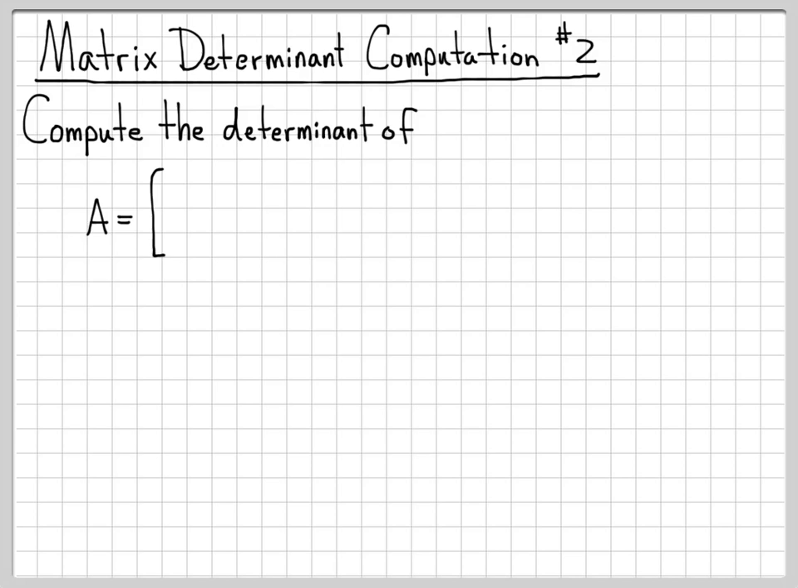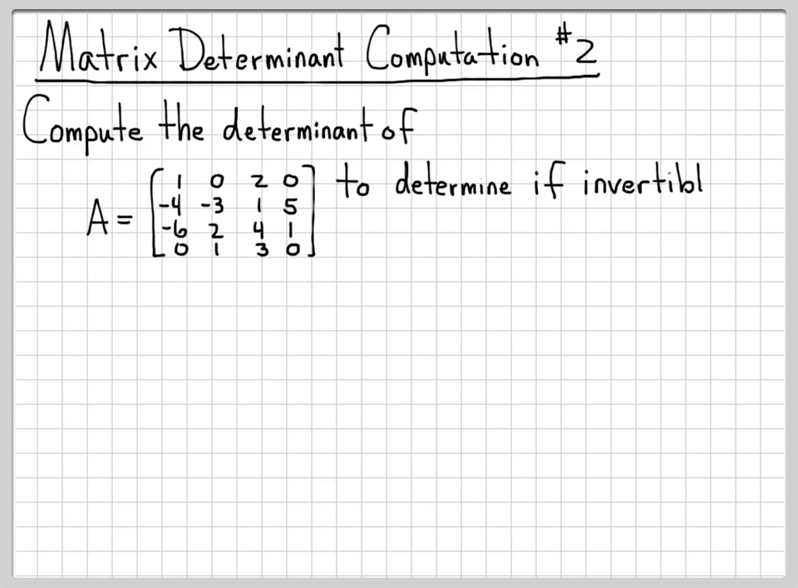So the matrix we're going to work with is the matrix A, which is a 4x4 matrix. Its first row is 1, 0, 2, 0. Second row is -4, -3, 1, 5. Third row is this, and the fourth row is this. So this is the matrix A. And like I said, we're going to compute the determinant of this matrix, and we're going to use that information to determine if A is invertible or not.